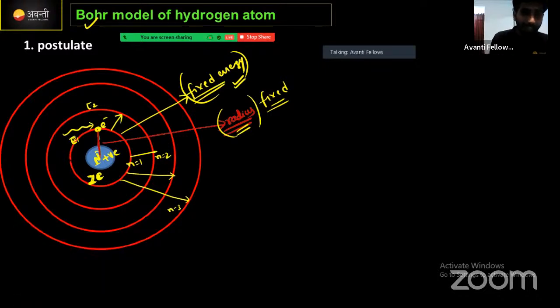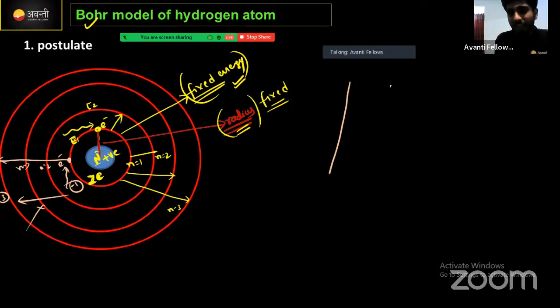And one more point you need to keep in your mind. If you give an amount of energy to an electron, it will jump to a higher energy state, but it won't jump from the ground state n is equal to 1 to n is equal to 3 directly. It won't jump like that. It will reach first n2, then n3, and then n4. Just imagine this is a ladder.